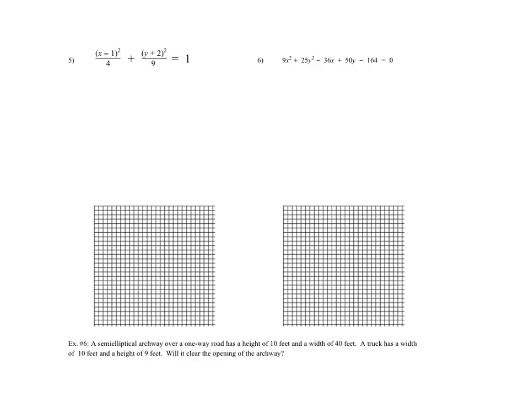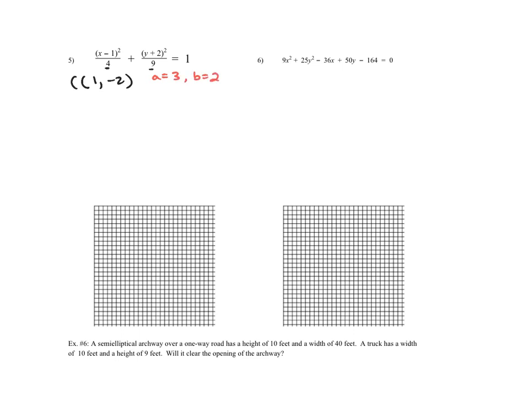Okay, in this example, we're not centered at the origin. Instead, we're centered at 1 comma negative 2. And we can look at the two values and see that the 9 is obviously larger, so that means that our ellipse is going to run up and down. The a value is going to be 3, and the b value is going to be 2.